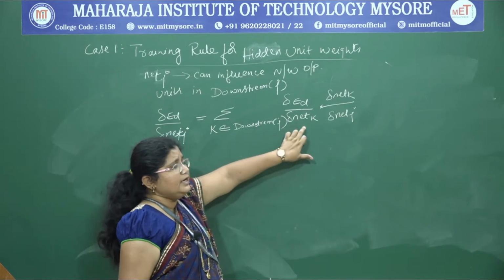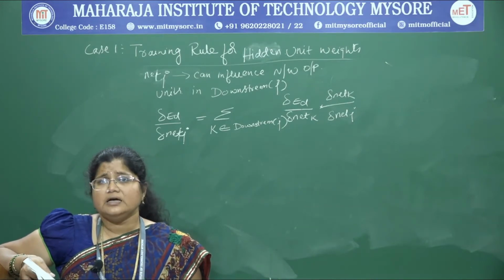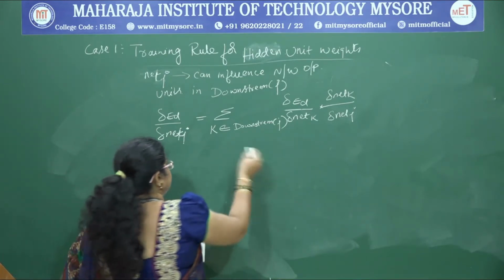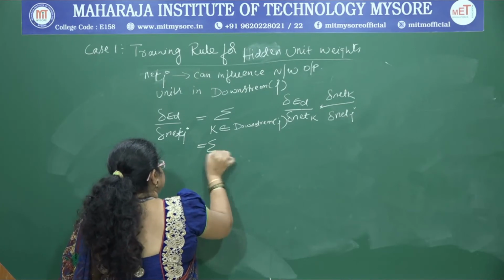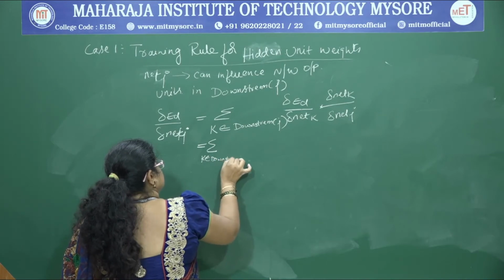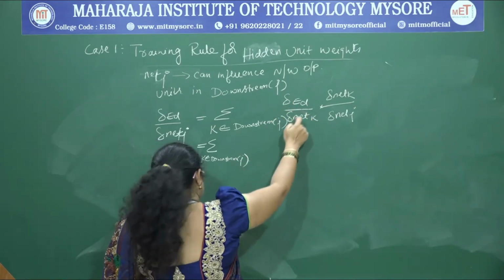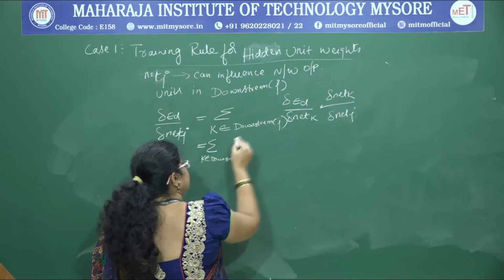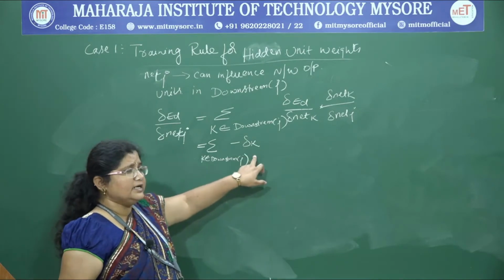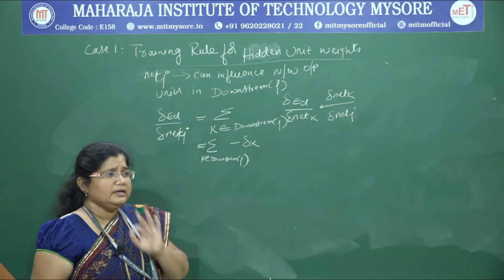Here, delta Ed by delta net k, we can say in a word, is an error which is found in the kth unit of the hidden layer. So for the kth unit, one part is equal to summation of k belongs to downstream of j. Here delta Ed by delta net k can be written as minus delta k, where this minus delta k indicates the error present in the kth unit of a hidden layer.